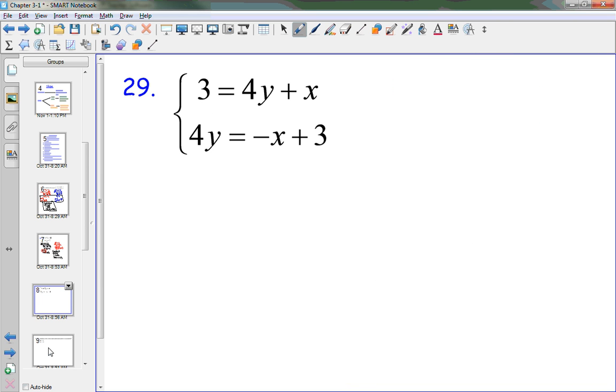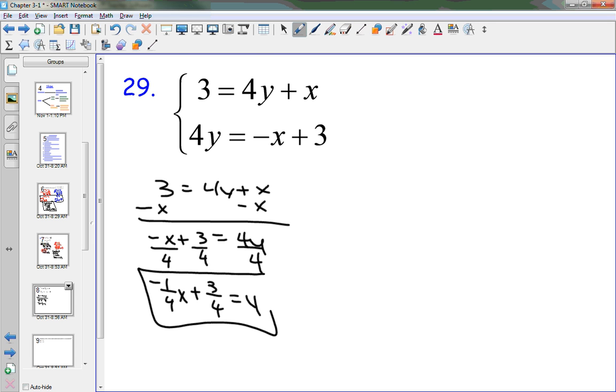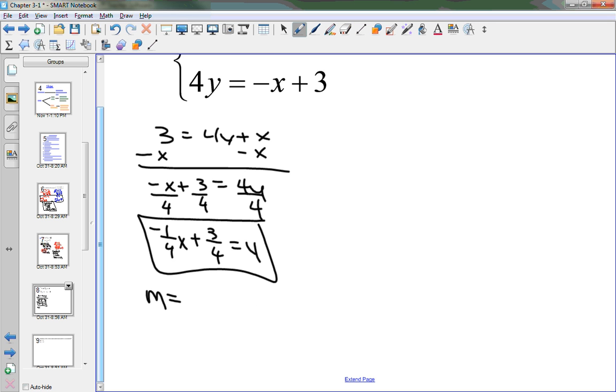Okay, this one right here. Same exact thing. Let's solve for y. 3 is equal to 4y plus x. I'm going to subtract x from both sides. So negative x plus 3 is equal to 4y. Now what do I do with 4? Divide each term by 4. And I have negative 1/4 x plus 3/4 is equal to y. What's my slope? Negative 1/4. What is my y-intercept? 0, 3/4. Good.